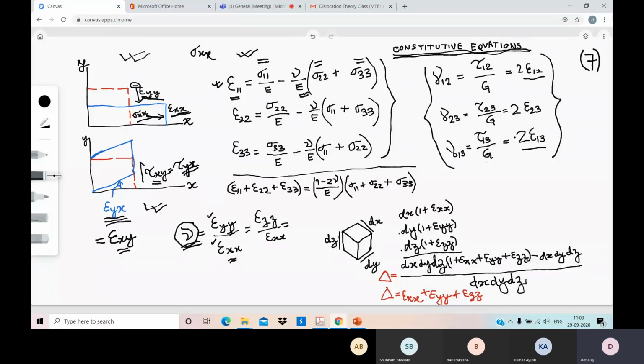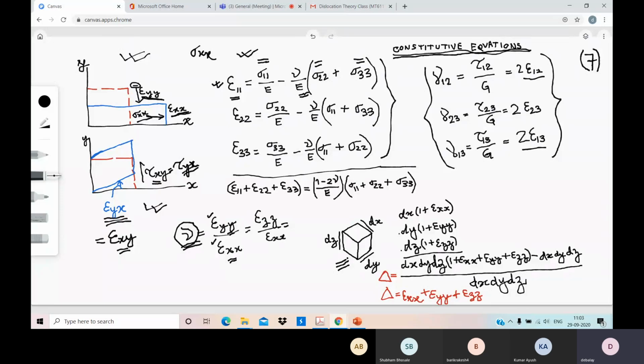So this is how stress tensor and strain tensor can be related through elastic constants. Now, what we are showing in this cube is a small volume element I am taking, a small parallelepiped, with x direction length dx, y direction length dy, and z direction length dz. The total volume is dx dy dz.